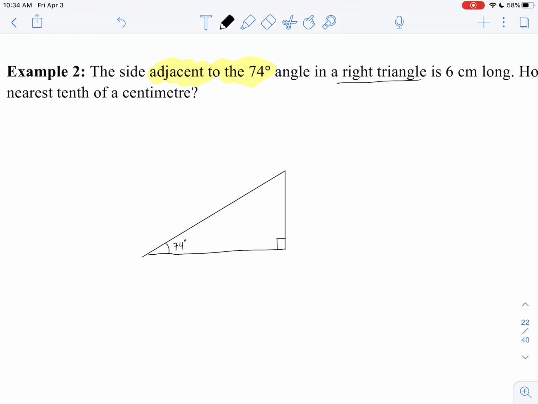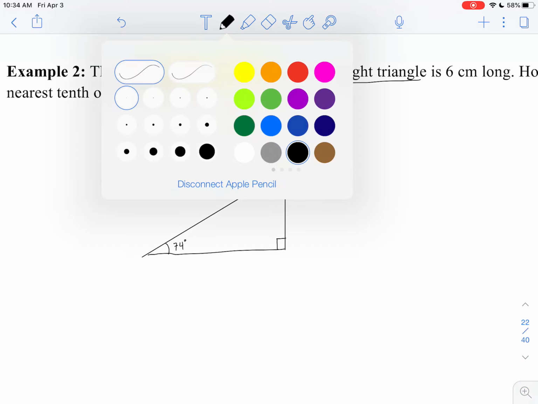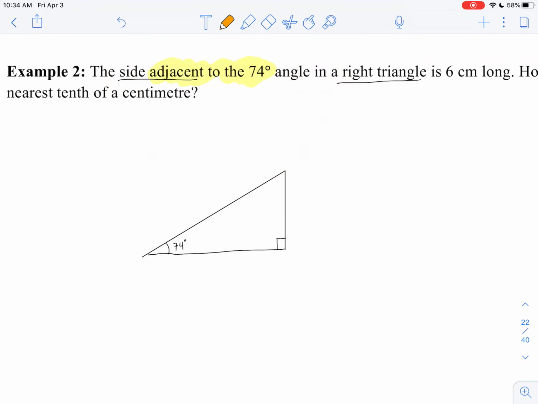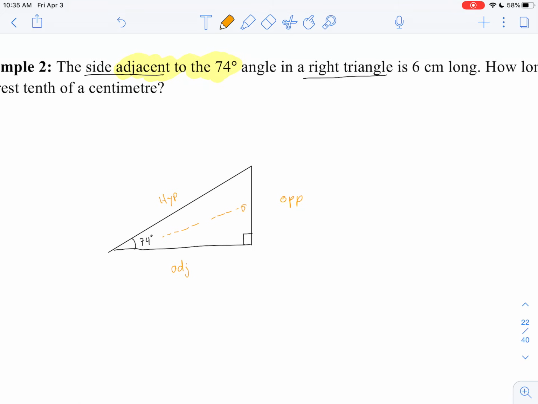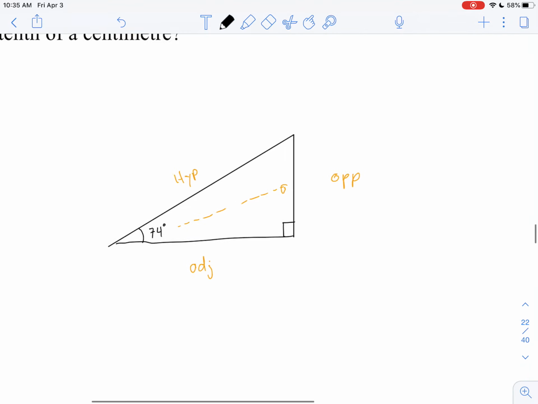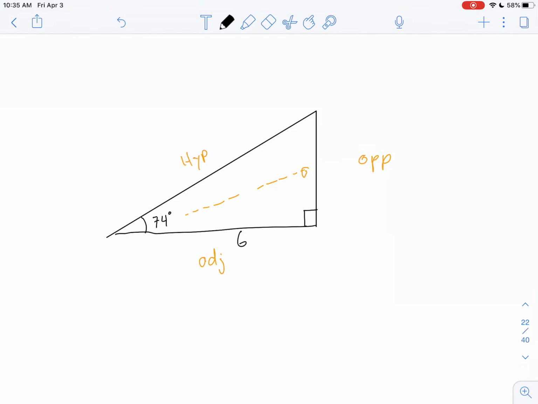So then they're saying the side adjacent to the 74 degrees. Well, if I go ahead and label my diagram here, I know that opposite here must be my opposite side, and across from my 90 degrees must be my hypotenuse. So that must mean this is the adjacent side down here. So the side adjacent to the 74-degree angle in a right angle triangle is 6 centimeters long. So they must be saying that the adjacent is 6 centimeters long.